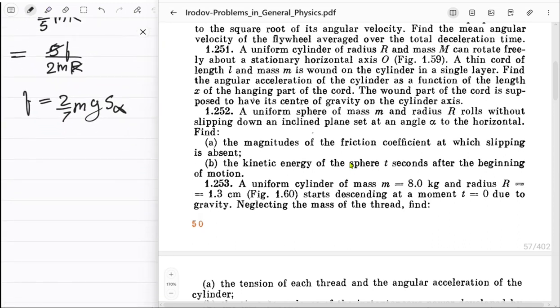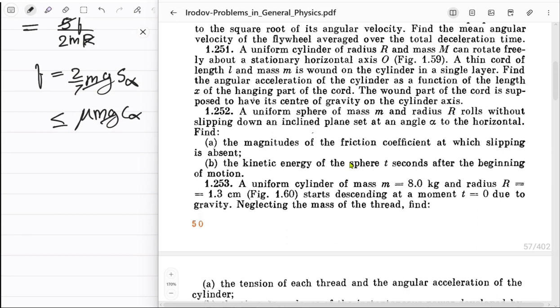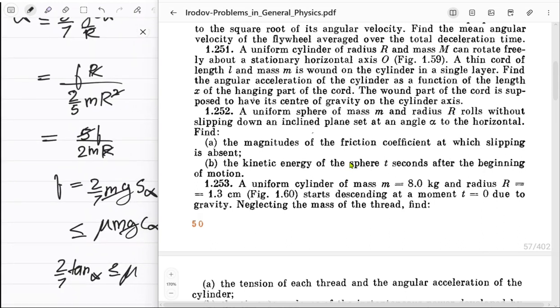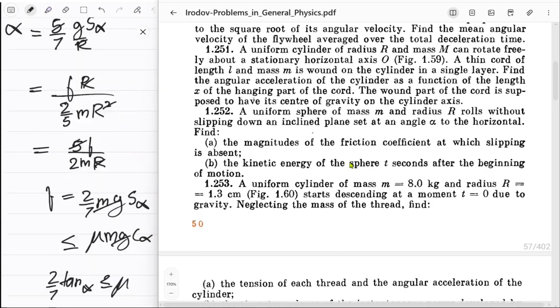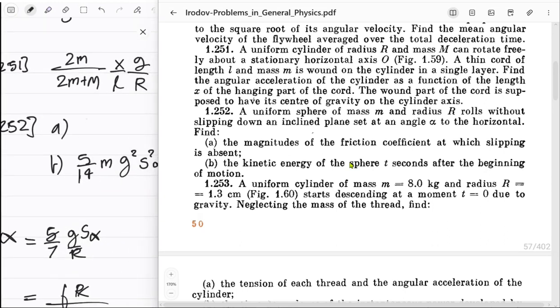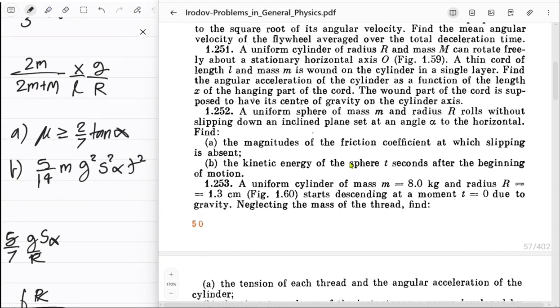But at the same time, we know that F is less than or equal to the normal force, which is just mg cosine alpha. And that is the question of friction, of course. So what does that mean? That just means that tan alpha, or this is 2.7 tan alpha, is less than or equal to mu. So mu must be less than or equal to this thing. That's the minimum friction. So yeah, this is the minimum friction coefficient where this happens. It's just 2.7. So mu is bigger than or equal to 2.7 tan alpha, where no slip happens.